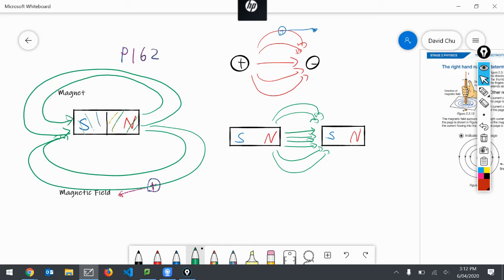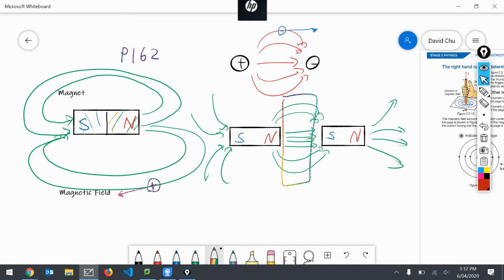South and north can't coexist by themselves. They must appear in pairs. So we're going to have things go like this. It's always coming out from the north and going into the south. One thing to keep in mind is the line density. On paper, the more dense the field lines are, the higher the magnetic field strength, which is something else we're going to discuss in a moment.